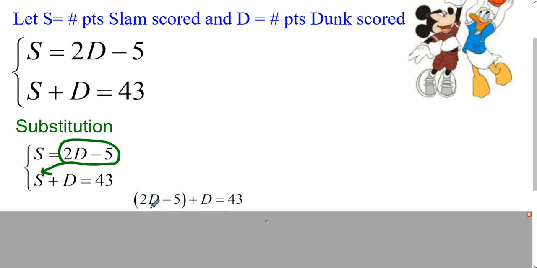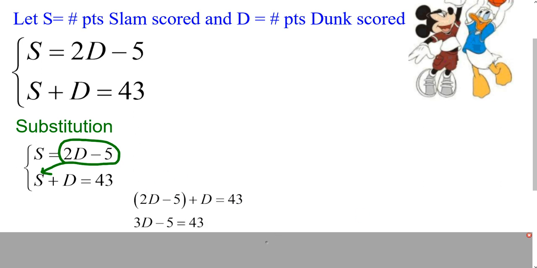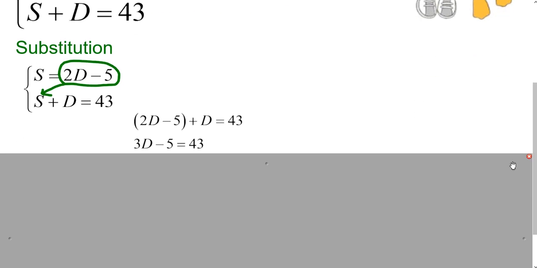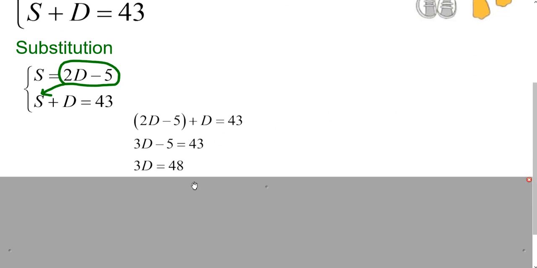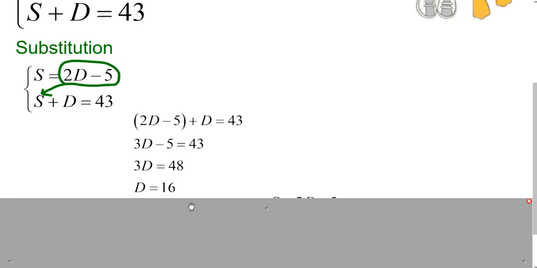We have some simplifying to do on the left-hand side of our equation. So we have some like terms to combine. We have 3D minus 5 equals 43. Now continue undoing to get D alone. So add 5 to each side and divide by 3 on each side. D equals 16. Dunk scored 16 points.